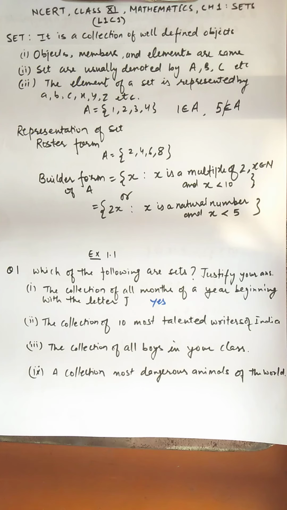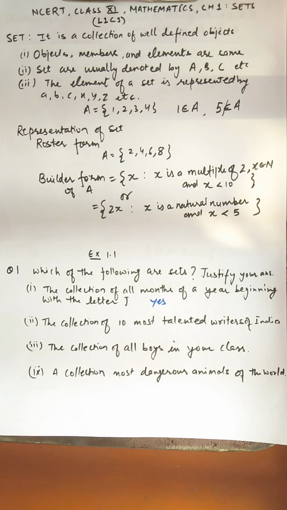Okay, come to the second part, the collection of 10 most talented writers of India. Suppose I ask student A, who do you think are the 10 most talented writers of India? He can answer some 10 different writers. If I go to student B and ask the same question, then he can also answer 10 different most talented writers according to him. So if I make the collection from student A and the collection from student B, that collection might be different.